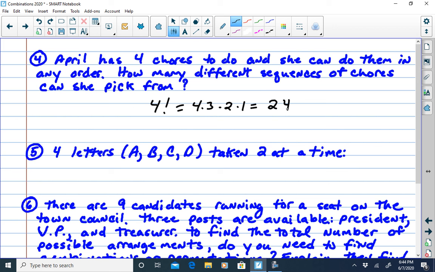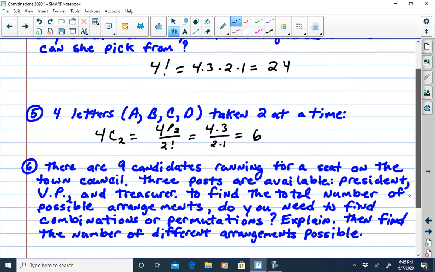Okay? Let's see. 4 letters, A, B, C, and D, taken 2 at a time. Okay? Well, that would be 4C2, and that's going to be 4P2 over 2 factorial. So that's going to be 4 times 3 divided by 2 times 1. And that's going to be 12 divided by 2. There'd be 6 different combinations there.